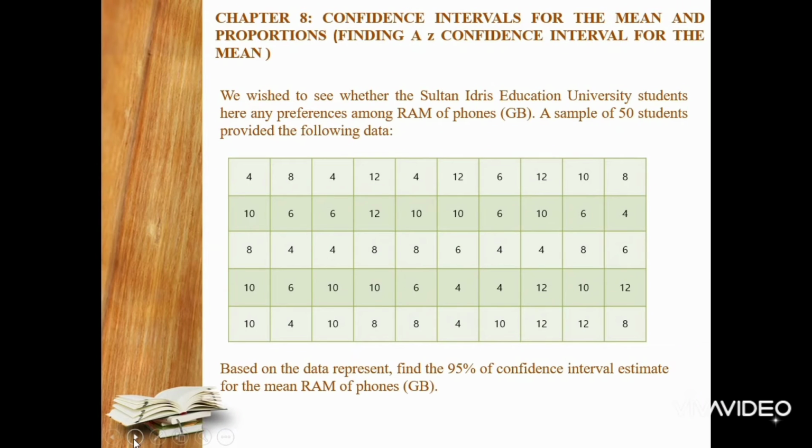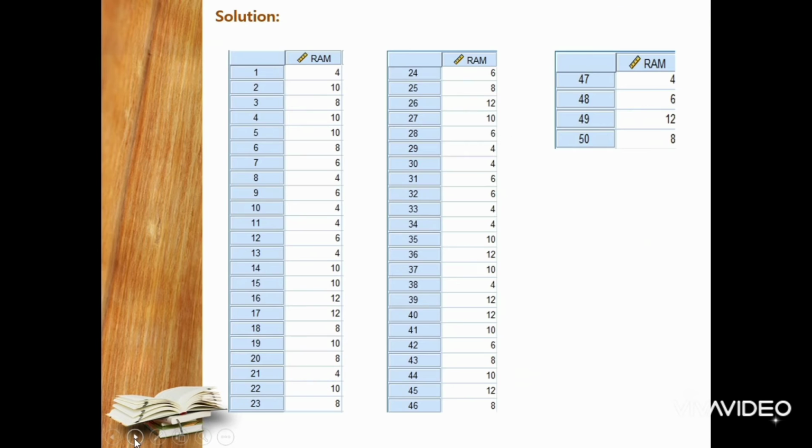Chapter 8 is confidence interval for the mean and proportion, in finding the exact confidence interval for the mean. Our question is, we wish to see whether the Sultan Idris Education University students have any preference among the RAM of phones in gigabytes. A sample of 50 students provided the following data. Based on the data presented, find the 95% confidence interval estimate for the mean RAM of phones in gigabytes.